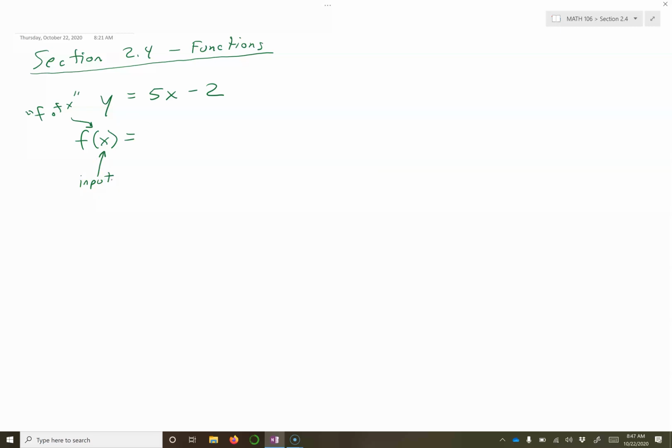But it's also termed the independent variable, okay? Independent variable. All right, so f of x, the left side of the equation is that. The right side, this 5x minus 2, that actually doesn't change. So the only thing we're changing here is we're going from a y to f of x.